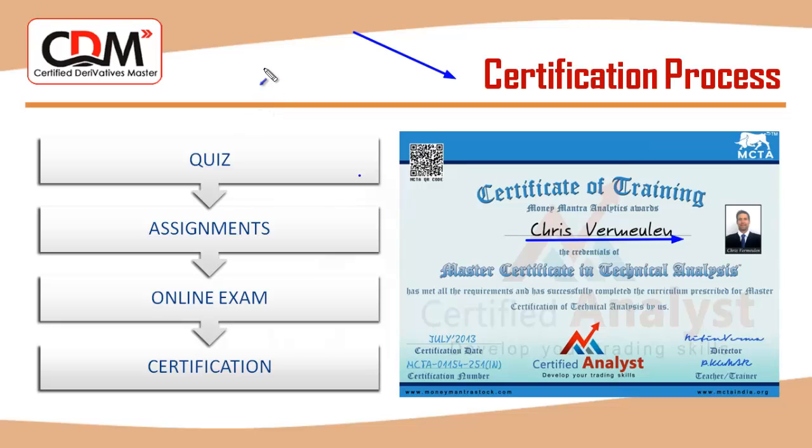First of all, at the end of every section there is a quiz. You have to submit that quiz from your online login portal. Then at the end of every module there is an assignment you have to submit online or through mail. Then there would be an online exam. You will be eligible to take the exam only once you have submitted the quizzes and assignments. Then the fourth step is the certification.